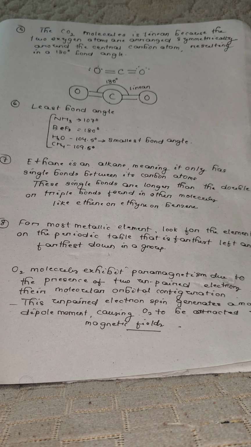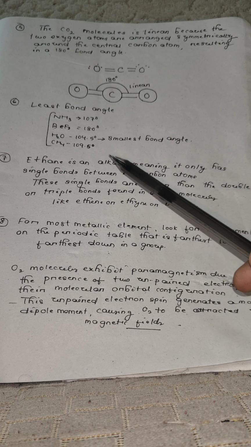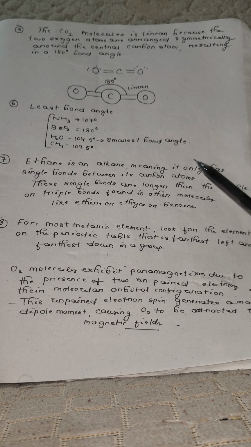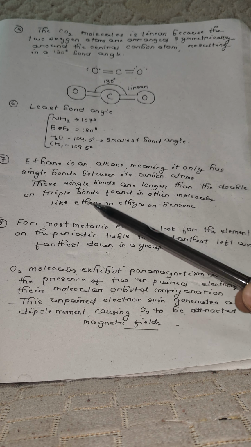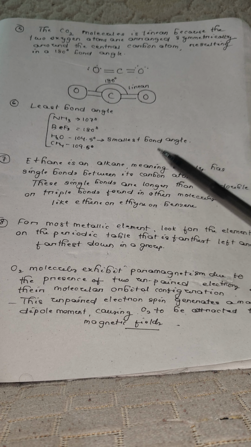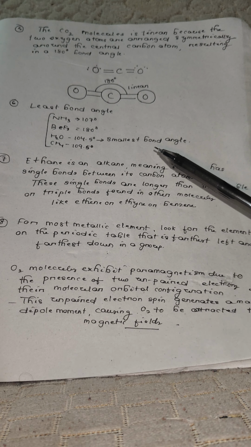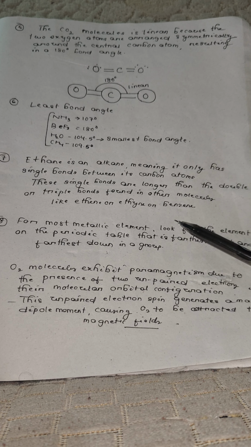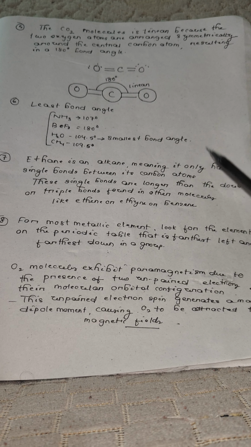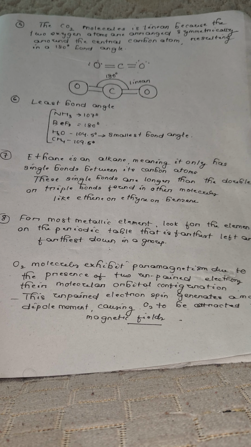So this is the explanation of the 7th question. Ethane is an alkane, meaning it only has single bonds between its carbon atoms. These single bonds are longer than the double or triple bonds found in other molecules like ethene, ethyne or benzene. So it contains a single bond that is longer than double or triple bonds. Okay, so let's move to the eighth question.